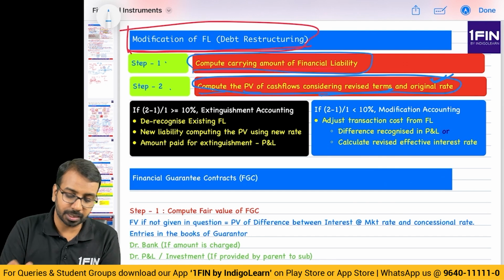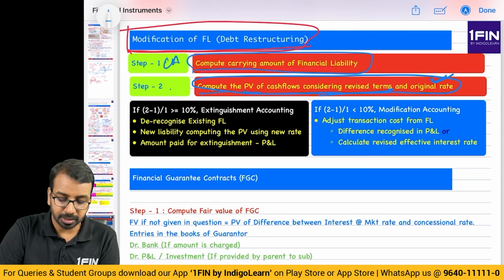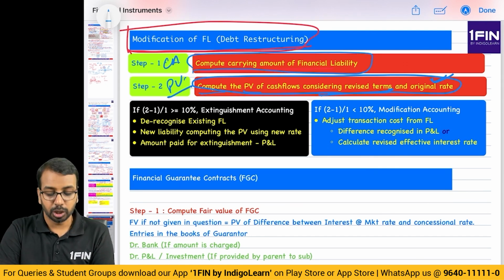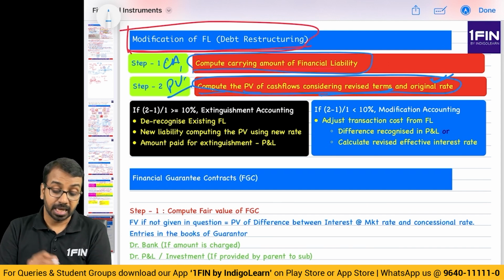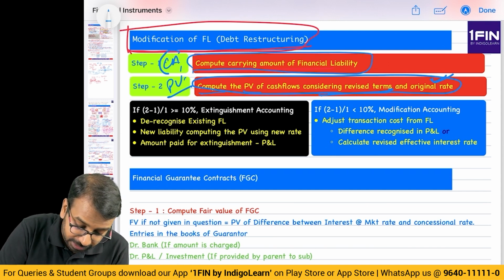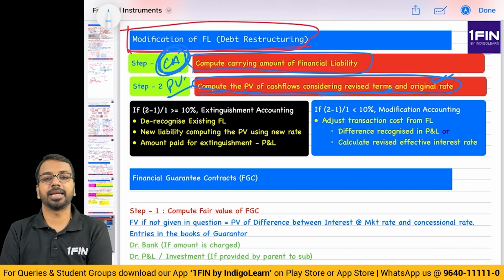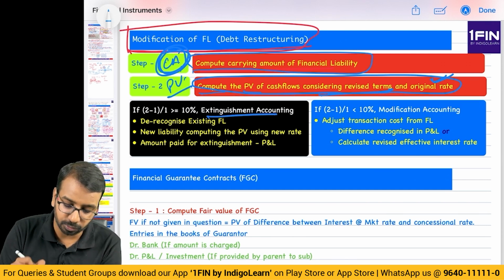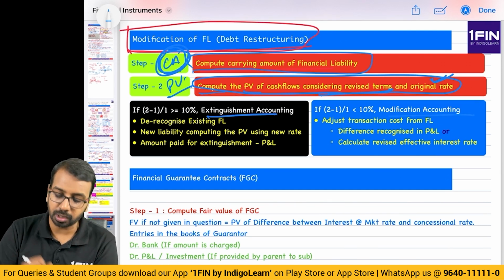Now, step 1 and step 2 I have done. This is the carrying amount. This is the present value based on revised term. You will see what is the difference. If the difference is 10% or more of the carrying amount, then we use the extinguishment accounting. Otherwise, we will use the modification accounting.